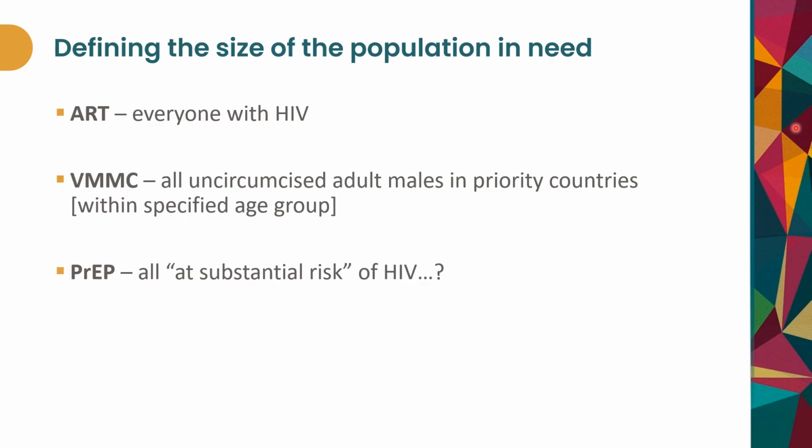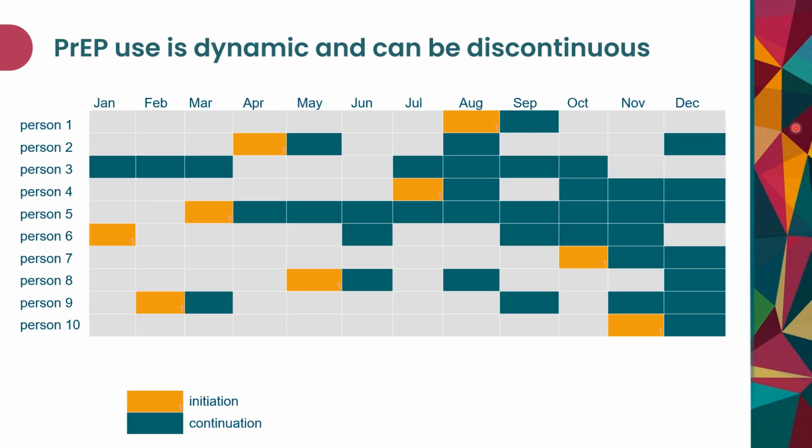For one thing, with PrEP, it is more difficult to define the size of the population in need. The eligible population is those at substantial risk of HIV, which can be difficult to define and can vary across countries and settings. In addition, people don't take PrEP continuously, nor do they need to. People go through different times in their lives when they are more or less likely to be exposed to HIV, and their use of PrEP may change depending on their life circumstances.